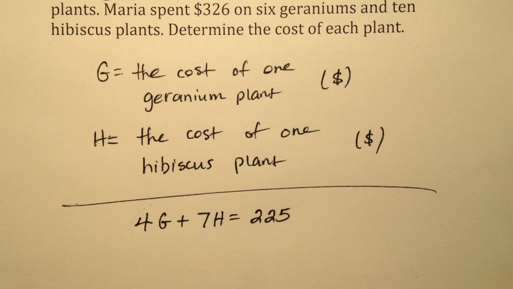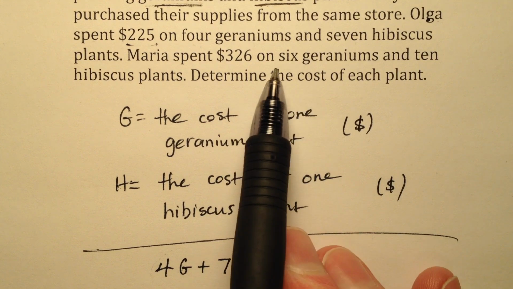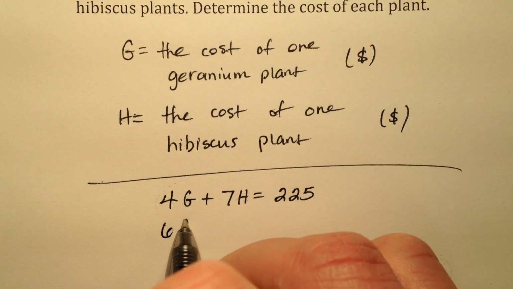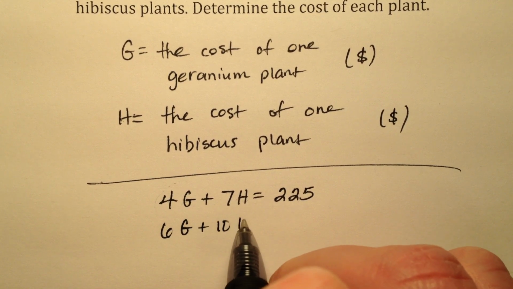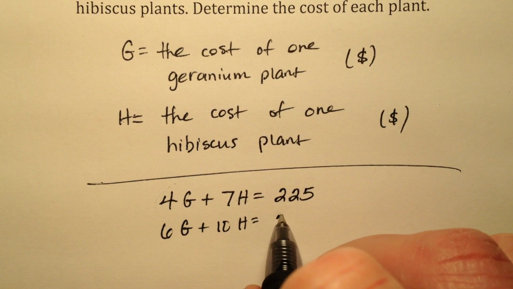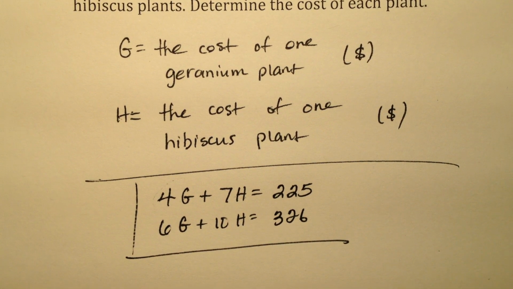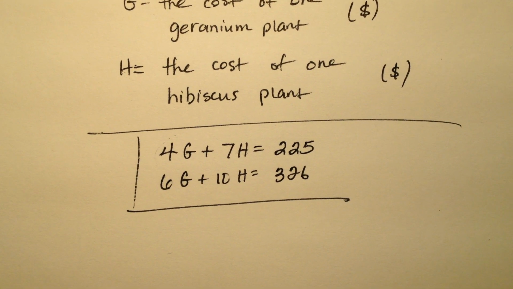And Maria will be the same way. So we see that Maria bought 6 geraniums and 10 hibiscus plants, and that costs $326. Okay, now I have a really nice system of equations.